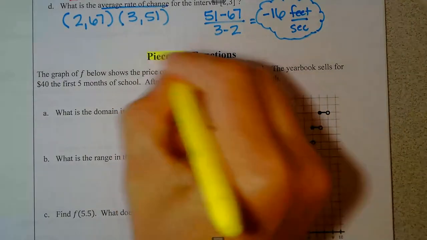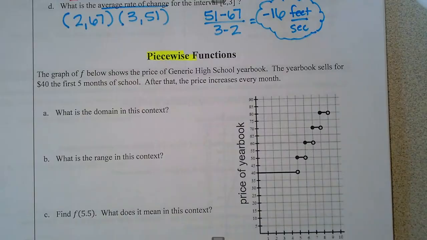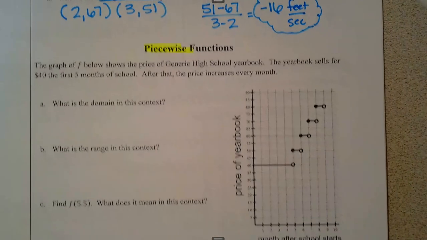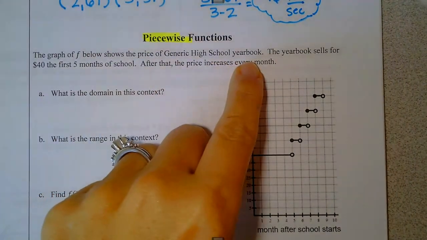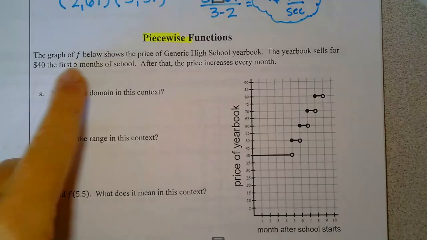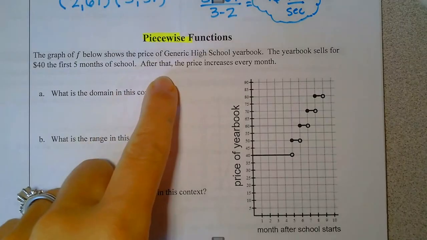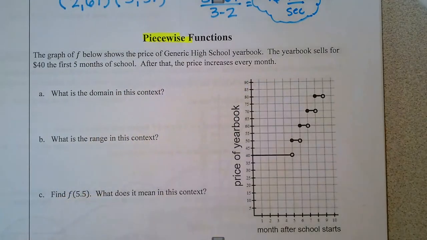Okay. Piecewise really just means it's pieces. It's not a continuous sine curve or a parabola or a straight line. It's just pieces, okay? So this is a graph of a generic high school yearbook. The yearbook sells for $40 for the first 5 months of school. After that, the price increases every month.